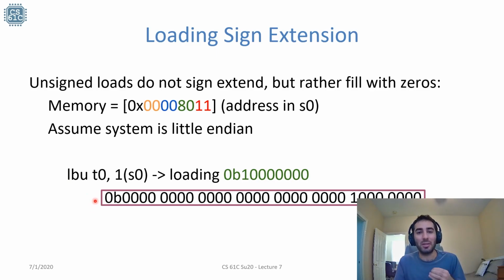As an exercise, you should think for yourself, should there exist a load word unsigned? Hint, hint, there should not. Now, why shouldn't there be? Well, it's because there's no more bits to fill up. So we don't really care because there's no sign extension that needs to happen anyway when we do a load word instruction on these machines. So anyway, point is that if we're ever loading in a byte or a half word and we want it to be unsigned and we want to prevent sign extension, use the unsigned variants of these instructions. Fair enough?